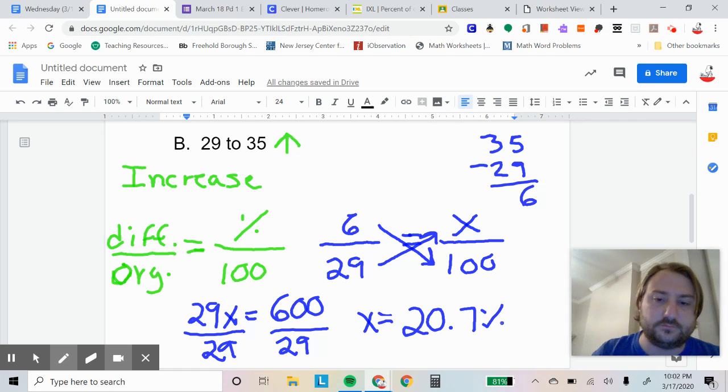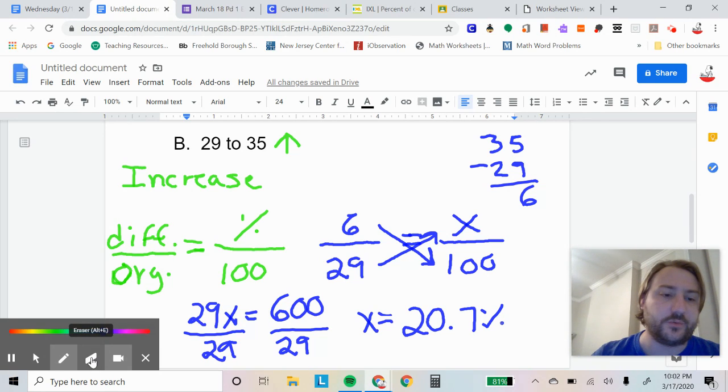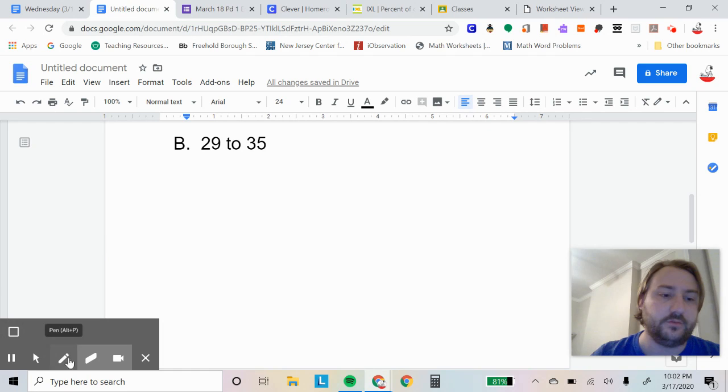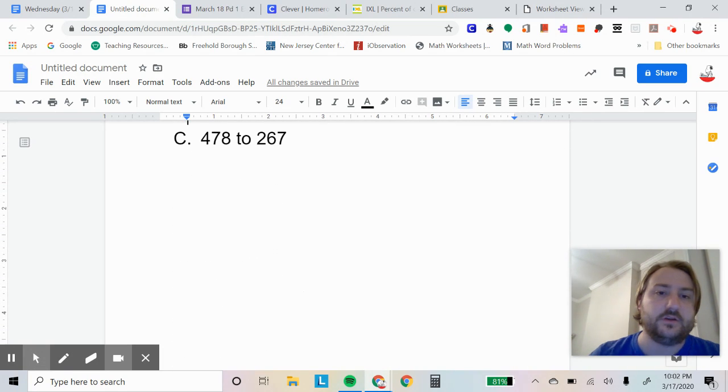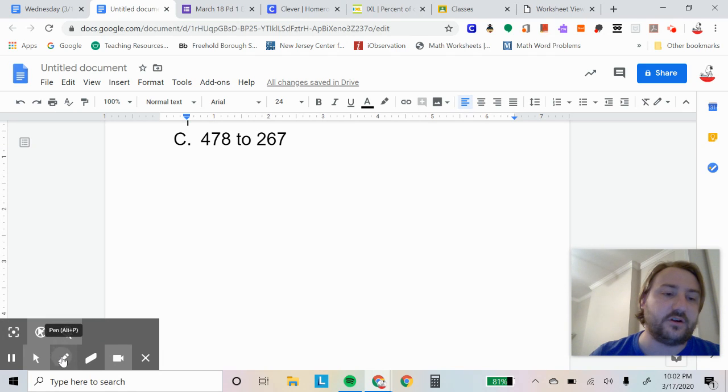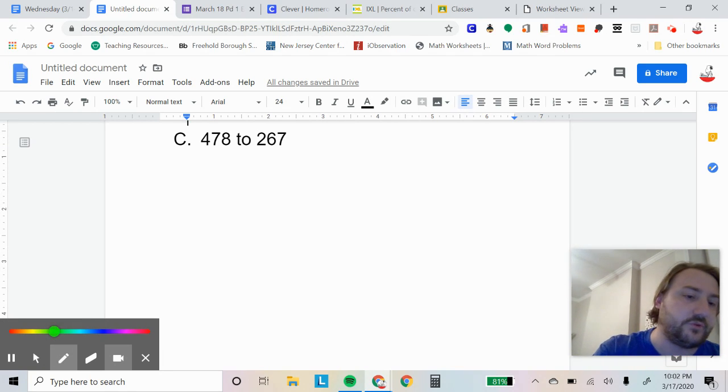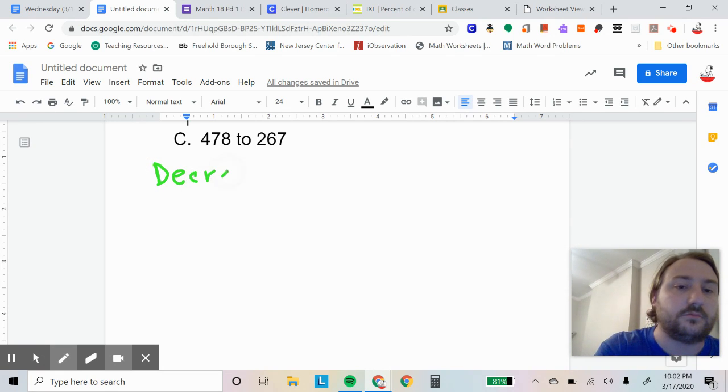All right. Let's do one more, just so we get the gist of what we're doing. Last one here: 478 to 276. You guys tell me before I write it down, increase or decrease? If you said decrease, you are correct. This is a decrease because it is going down.